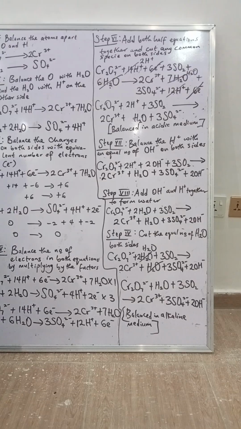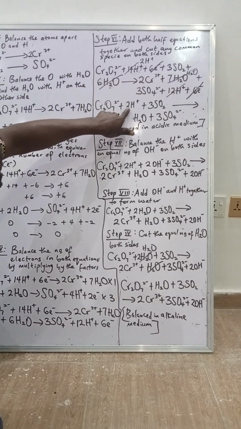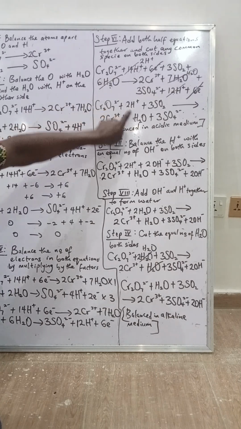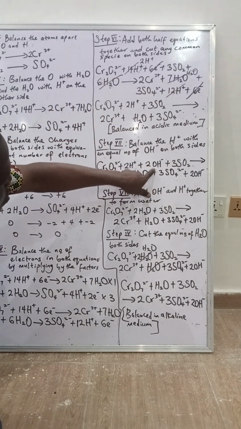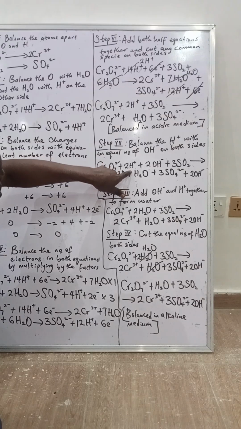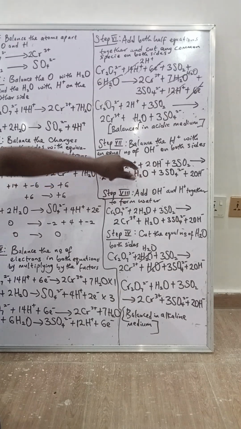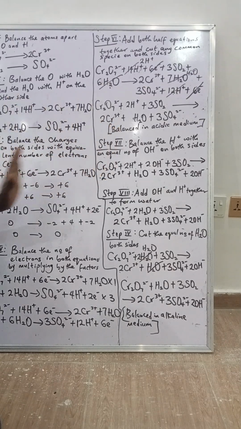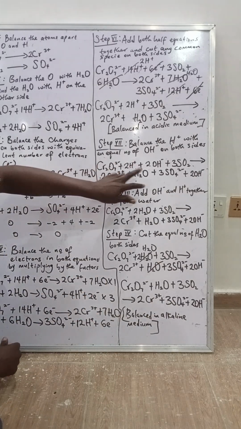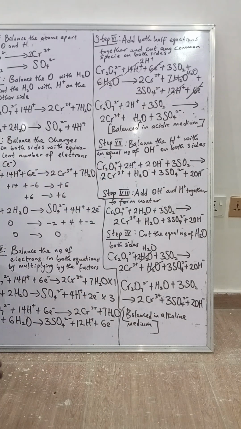What do I mean by that? If you look at this, we have 2 hydrogen ions on this side. That 2 hydrogen ion is what will determine the amount of hydroxide ion that we are going to add. So we are going to add 2 hydroxide ions, but not just to that side, but to both sides. Whatever you add to the left hand side, you must also add to the right hand side. So that's why we are adding 2 hydroxide ions to that side.